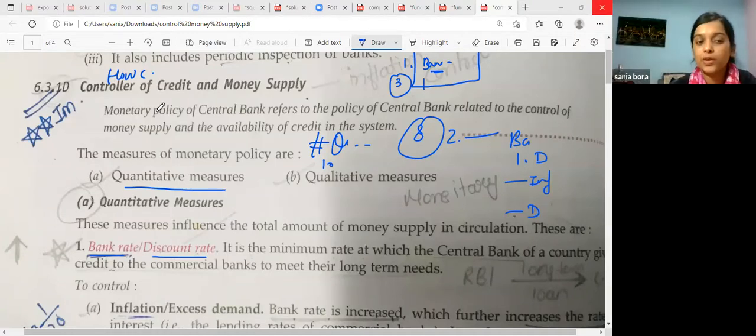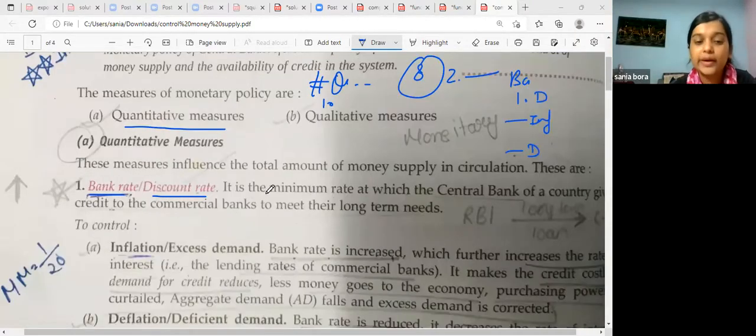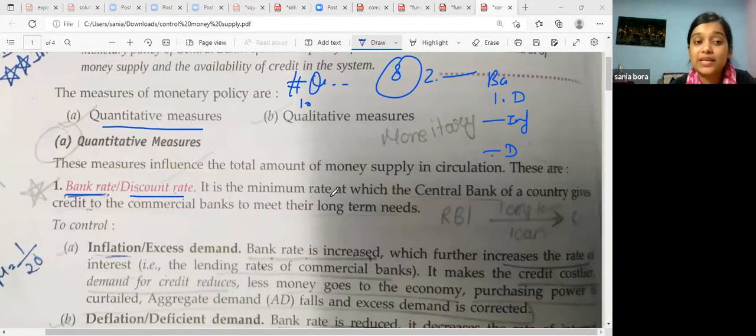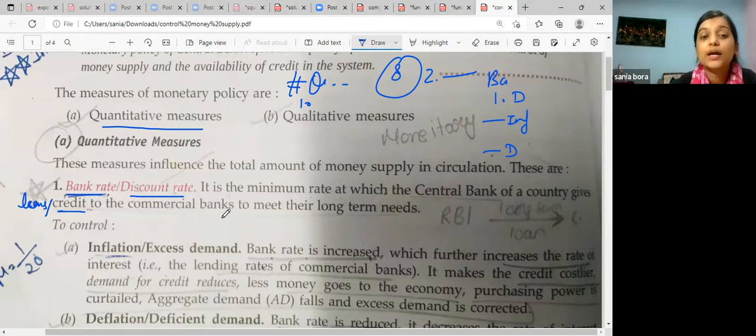Now, what is bank rate or discount rate? It is the minimum rate at which the central bank of a country gives credit, credit means loans, so you can write credit slash loans, to the commercial bank to meet their long-term needs. Long-term, for example, I want to construct a building. That is a long-term goal. So it is the minimum rate at which the central bank of a country gives credit or loans to the commercial bank to meet their long-term goals.